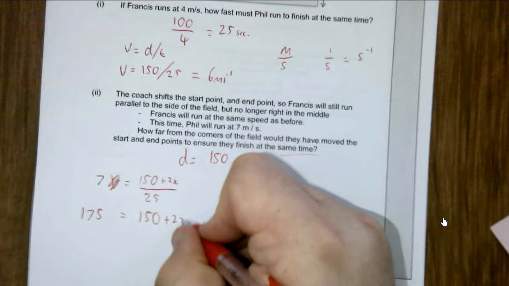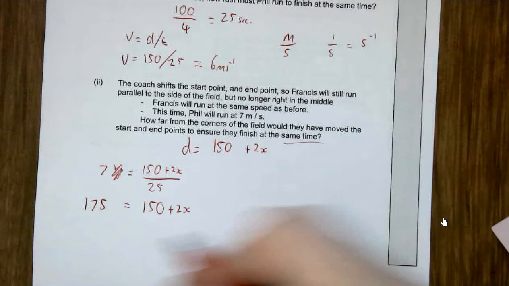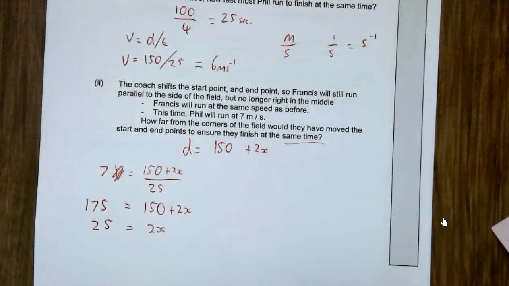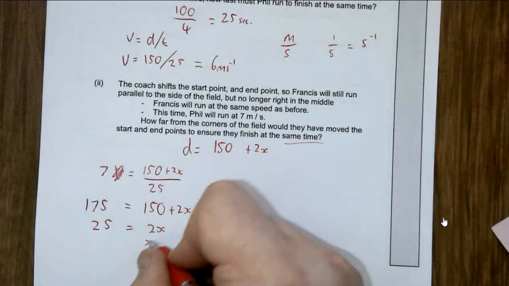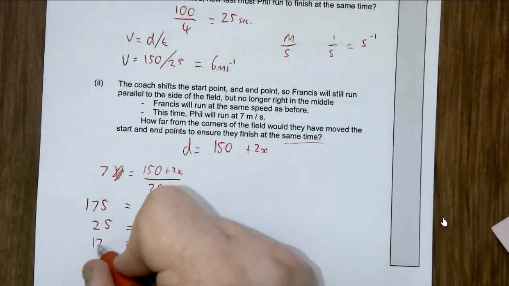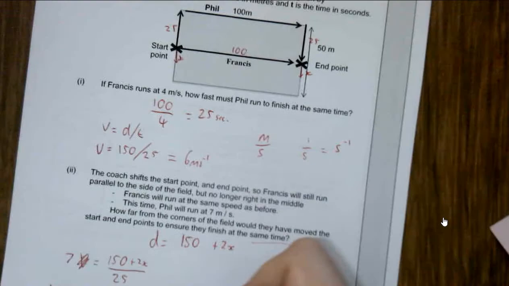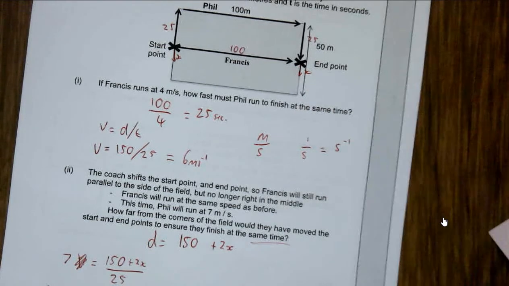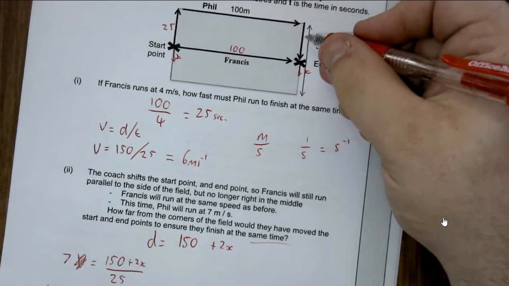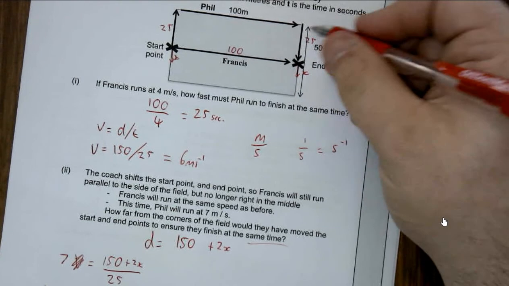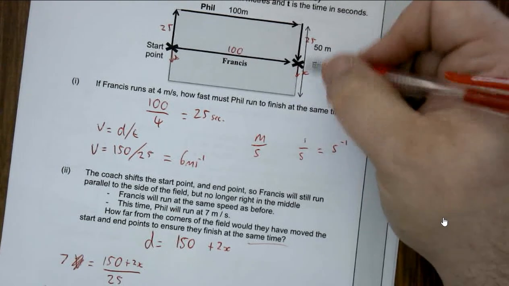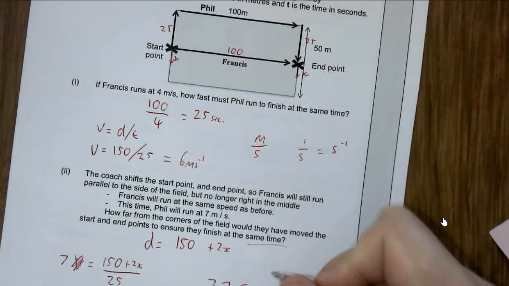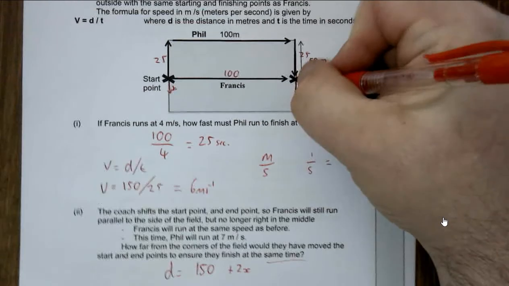I'm going to subtract 150 from both sides. I'm going to divide both sides by 2. x will be equal to 12.5. So this extra distance just here is going to be 12.5. Plus I'll add on the 25 that was originally the distance. So 25 plus 12.5 means 37.5 meters will be the new distance from the corner that'll be shifted.